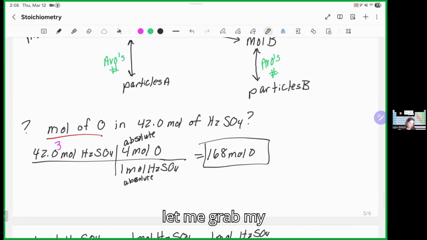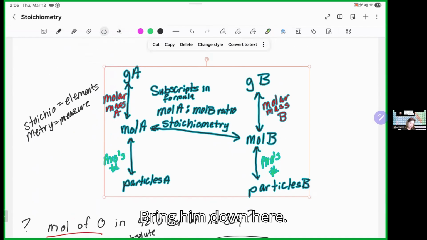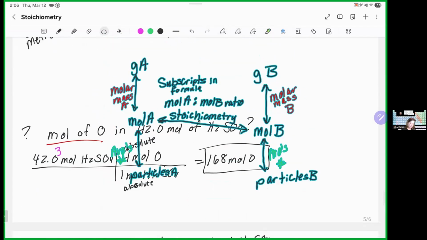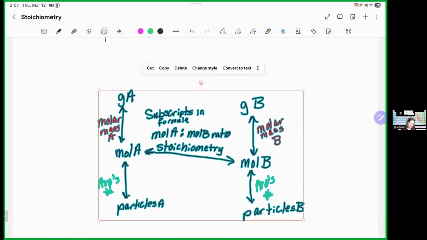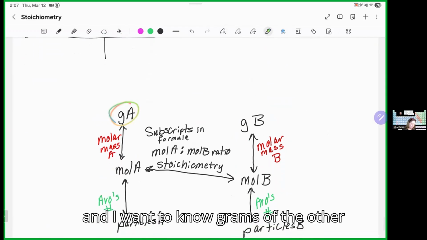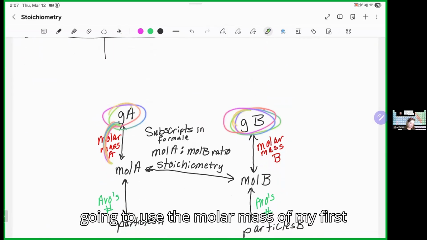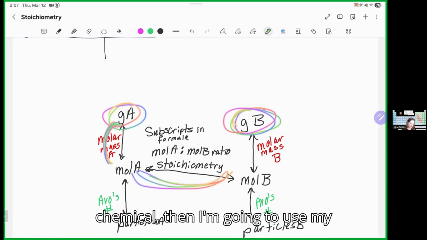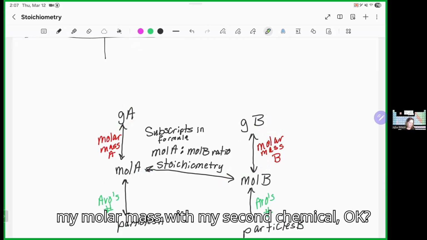Okay. So let me grab my map. I'm going to loop that guy, bring him down here so we can see. Okay. So I am at grams of one chemical, and I want to know grams of the other chemical, grams to grams. So first I'm going to use the molar mass of my first chemical. Then I'm going to use my stoichiometry, and then I'm going to use my molar mass of my second chemical.